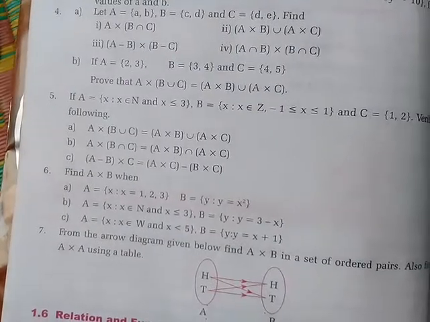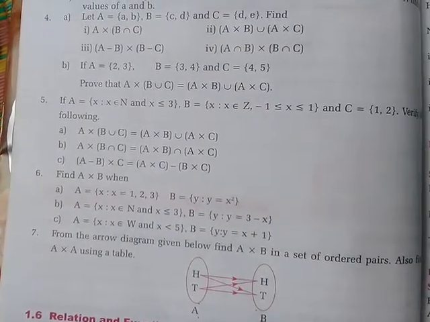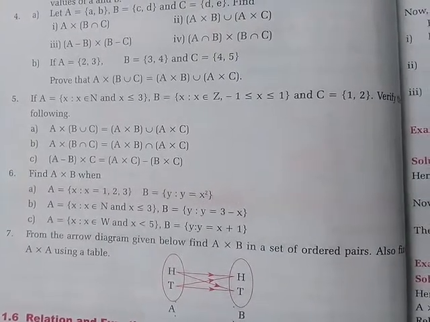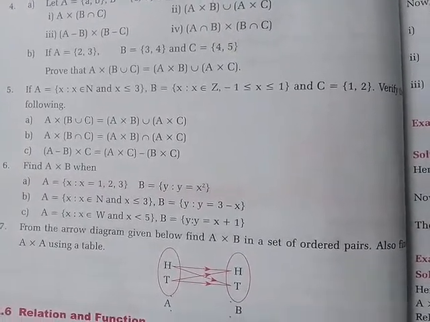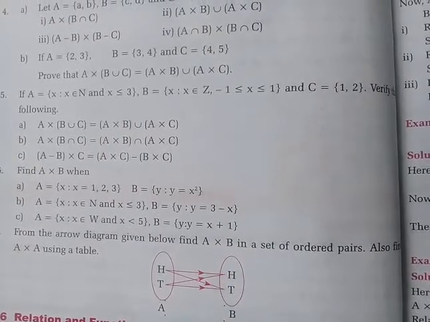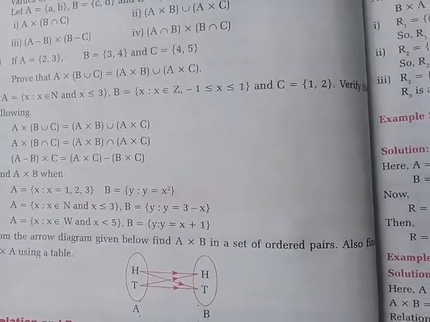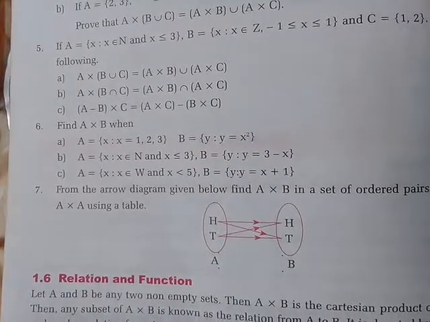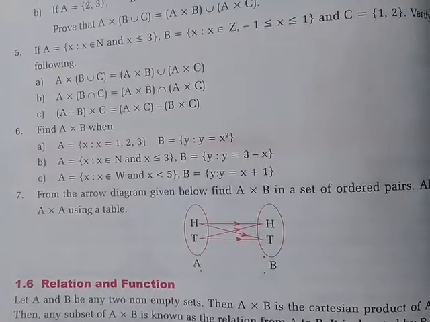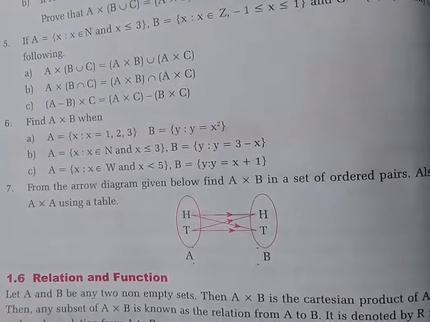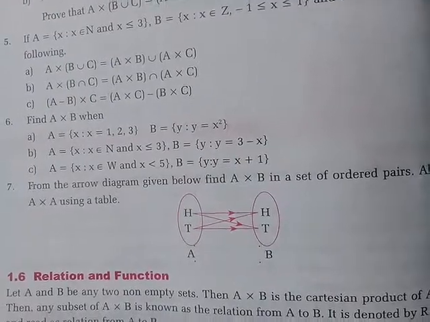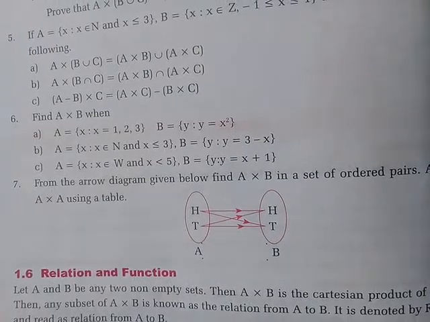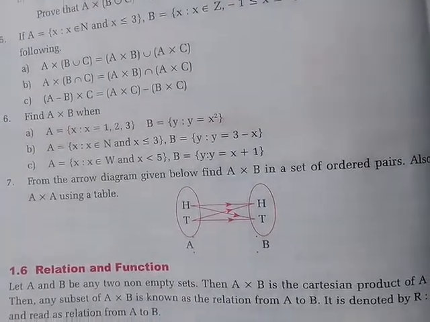So if A is equal to {x such that x belongs to N and x is less than or equal to 3}, B is equal to {x such that x belongs to Z and minus 1 is less than or equal to x is less than or equal to 1}, and C is already given as {1, 2}. Then verify the following. There are 3 problems in this question number 5. I am doing at least one, so the rest you must do. So I am doing C.